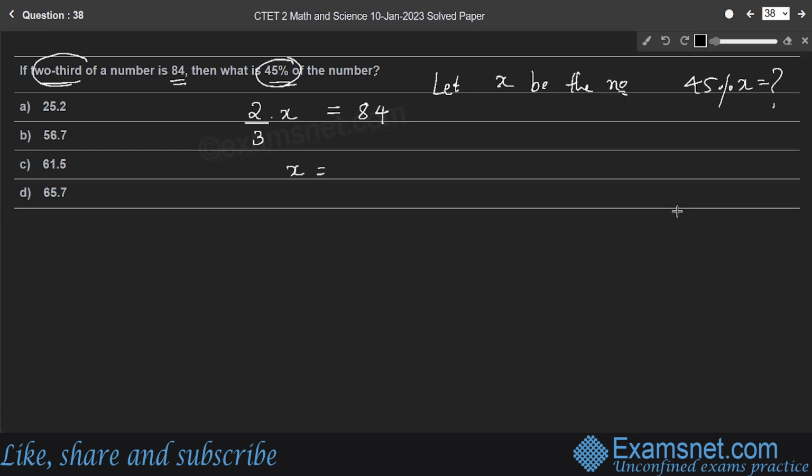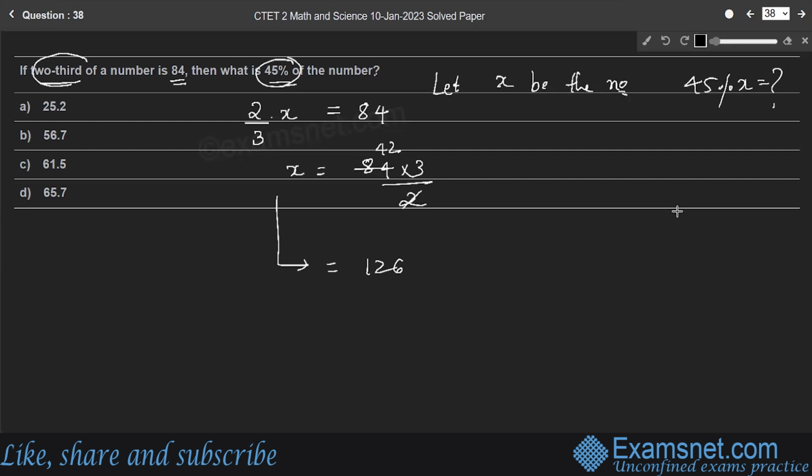So x is equal to 84 into 3 by 2. Take this 2 by 3 to the right hand side, it becomes 3 by 2, right? Therefore, 2 into 42 is 84. So 42 into 3 is 126. Therefore, the number x is 126.